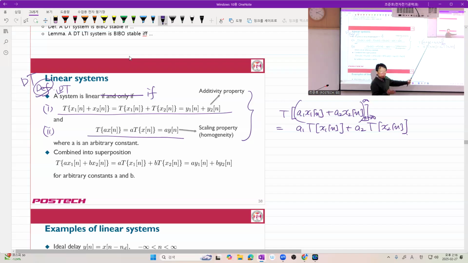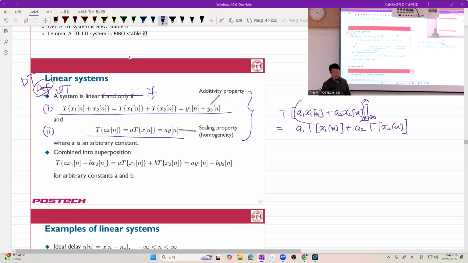And then linearity, by definition, means that when this is the input to the mapping rule T, the output is what? This input signal's output weighted by A1, and that signal's output weighted by A2. So this is very similar to what you have seen in linear algebra.